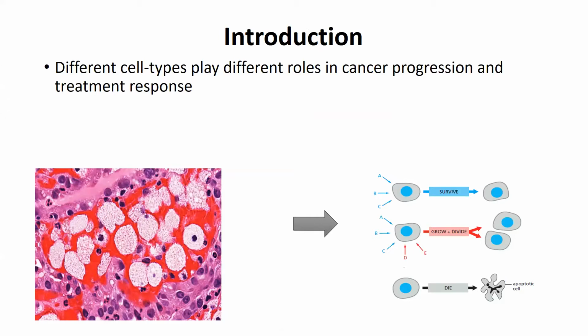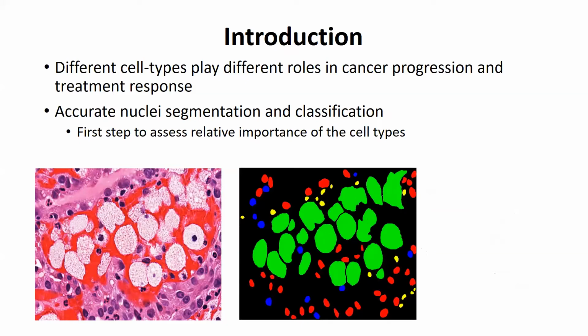Different cell types play different roles in cancer progression and treatment response. For example, some cells help the tumor cells to survive, while others are responsible for introducing proliferative characteristics, and some trigger mechanisms leading to cell death or apoptosis. While all these processes are responsible for the tumor progressing or suppressing nature, the exact quantification of the role of different cell types could be uncertain if we cannot segment them accurately. Hence, accurate nuclear segmentation and classification is often the first step to assess the relative importance of the cell types.